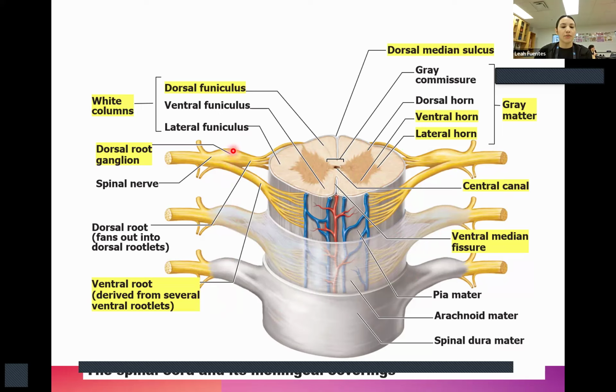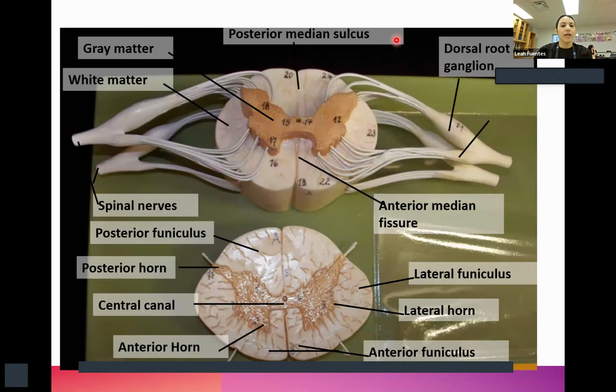Like I said, we have our dorsal root ganglion. Over here, we have our ventral root. And that's what you need. Again, this is another model, something that you would see on your exam.